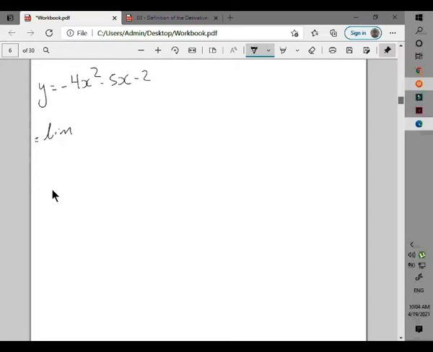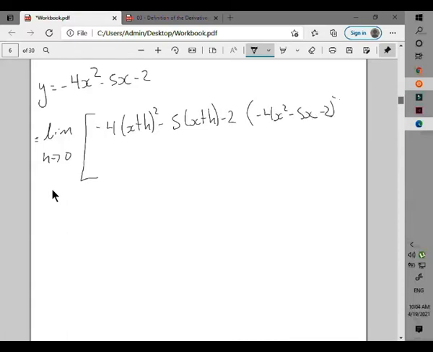Alright, let me just use h in this problem because it's going to be a lot of lines to write out. It's going to be very jumbled if I write it out the other way. So this is minus 4 of x plus h squared minus 5 of x plus h minus 2. So in bracket I have minus 4x squared minus 5x minus 2, which is all being divided by h. See if I had to use delta x now, it would have been very lengthy.